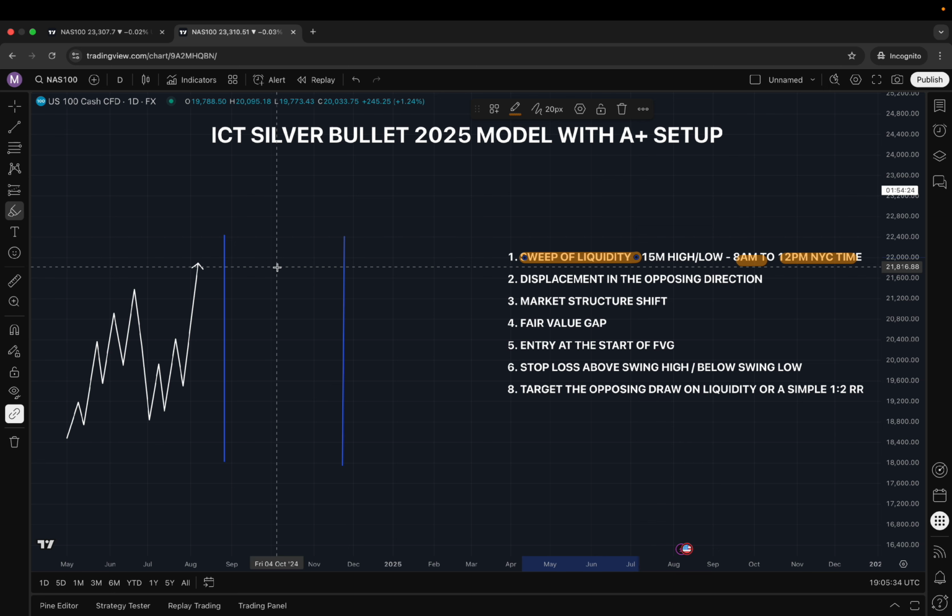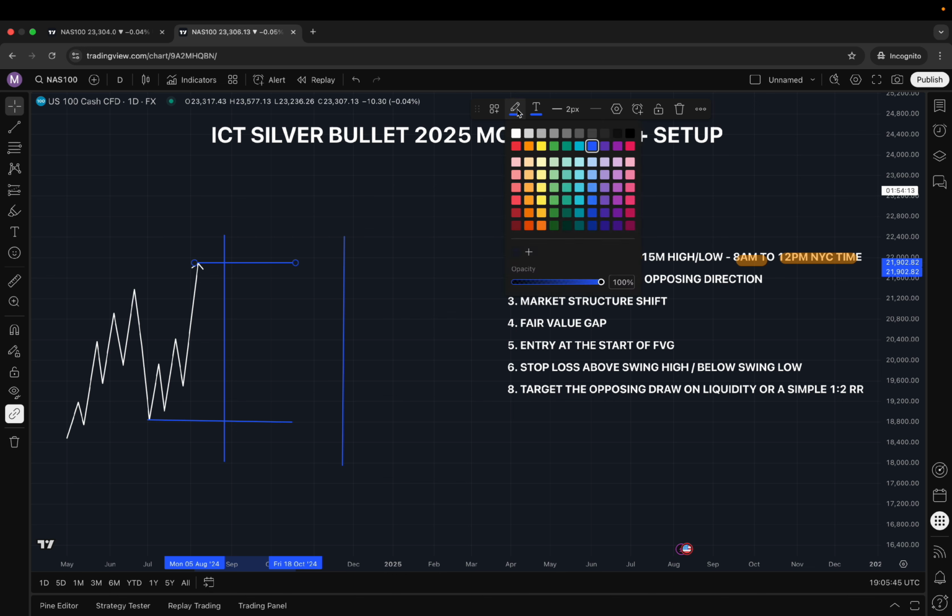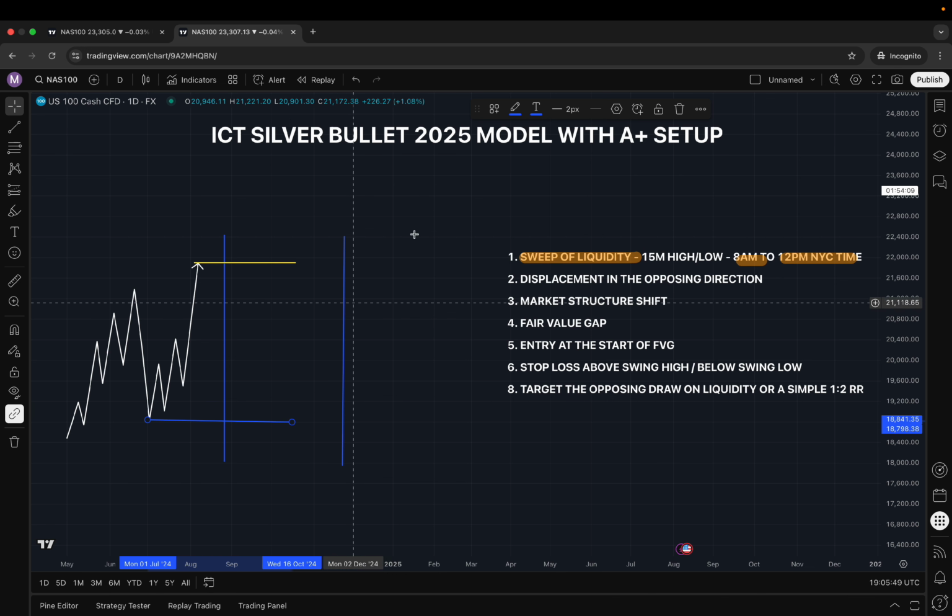And exactly what we're looking for is a sweep of liquidity that can be either the low or the high. So let's get started. The first thing I'm going to mark out is my low right here and our high that's up right here. I'm going to change the colors, so let's set this on yellow. So this is our swing low and swing high, and assuming that this candle represents 8 a.m. and this candle represents 12 p.m. New York time, we are waiting for a trade entry in between these hours.